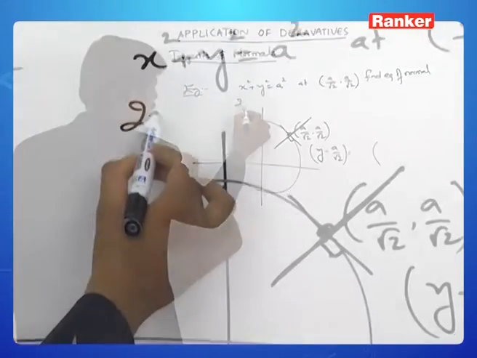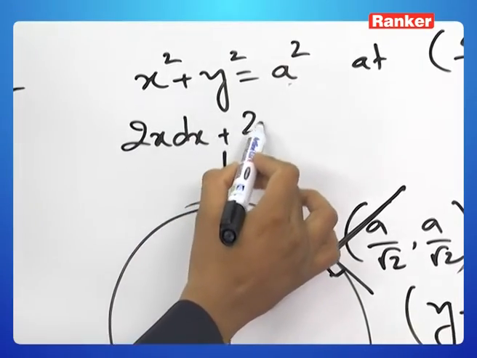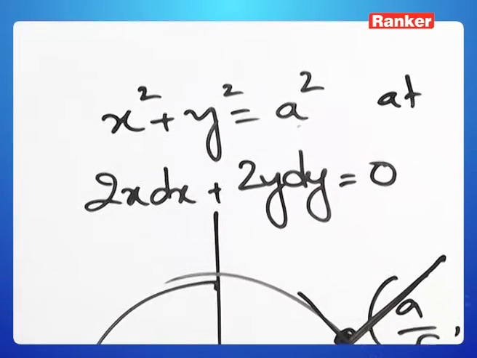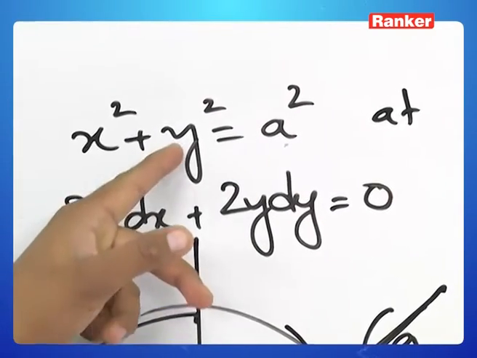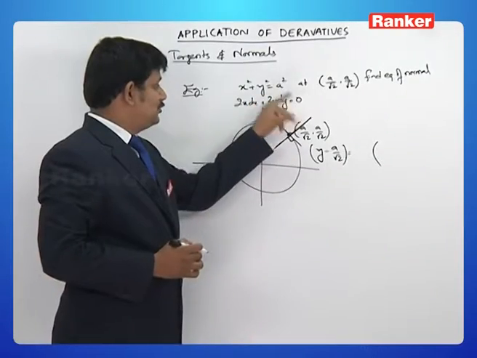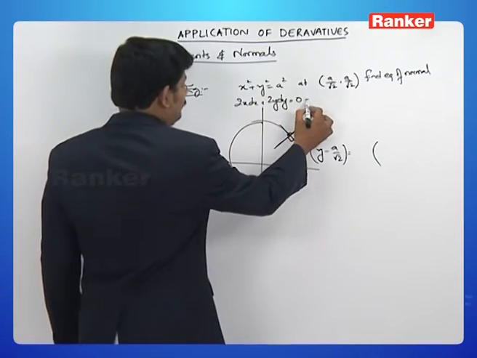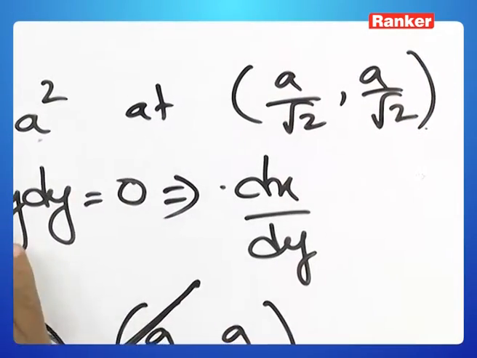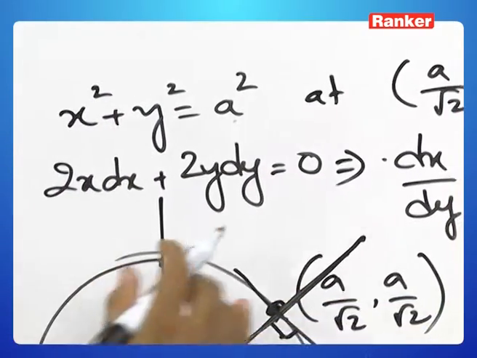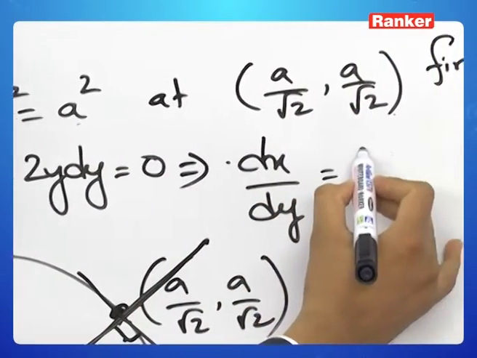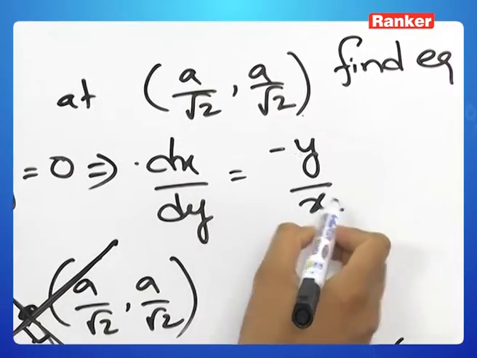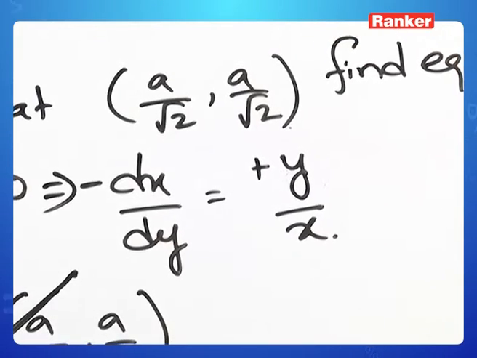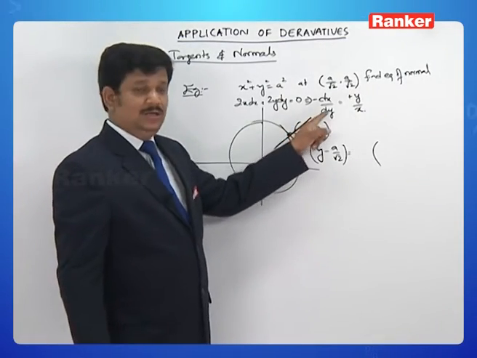Differentiate the curve. 2x dx plus 2y dy is equal to 0. Derivative of x square is 2x dx, y square is 2y dy, a square is a constant, so it is 0. Which implies, taking dy to the other side, dx by dy is equal to minus y by x, or minus dx by dy is equal to y by x.